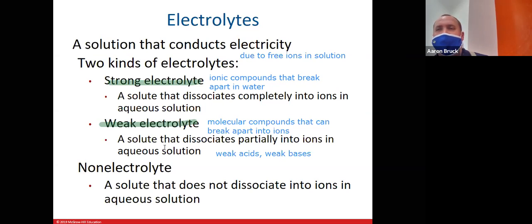So that's really the big difference between strong electrolytes and weak electrolytes. Strong electrolytes tend to be ionic compounds that, when we put them into water, break apart and form the ions that make them up. Weak electrolytes tend to be molecular compounds that can break apart into ions, but we've got to have the right set of conditions. And usually when they do break apart, it's not nearly as successful. It's not nearly as prominent as the strong electrolyte, which is why it conducts electricity less.